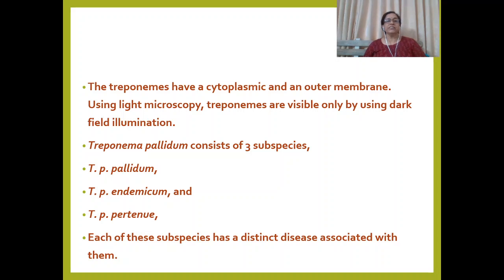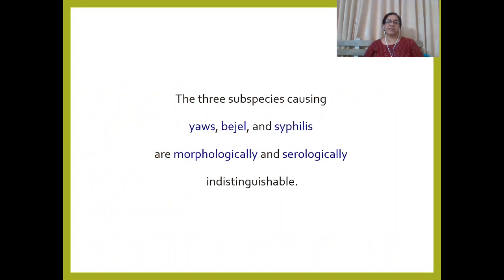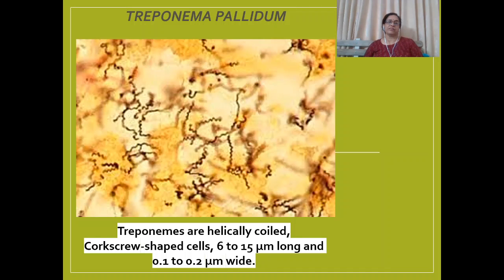There are total 3 subspecies of Treponema. One is Treponema pallidum, Treponema pallidum endemicum, and Treponema pallidum pertenue. Each of these subspecies has a distinct disease associated with them. And these 3 subspecies cause yaws, bejel, and syphilis-like disease. These are morphologically and serologically indistinguishable. Therefore, again they create problems in the laboratory diagnosis.